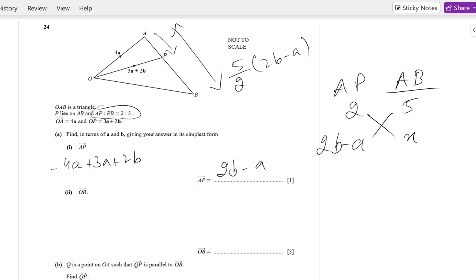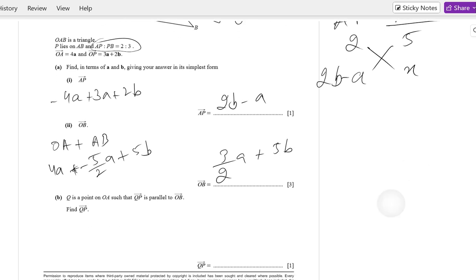Then your OB would be OA plus AB, 4A plus, or minus, 5 by 2A and plus 5B. Your answer should be 8 minus 5 by 2, that is 3 by 2A, plus 5B.